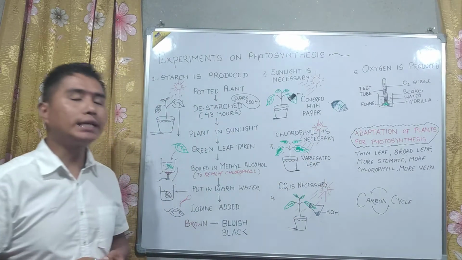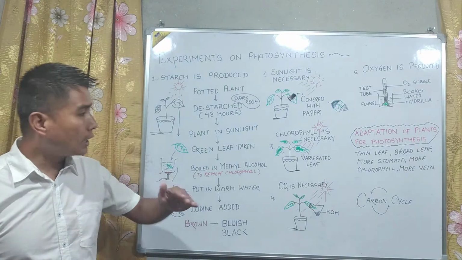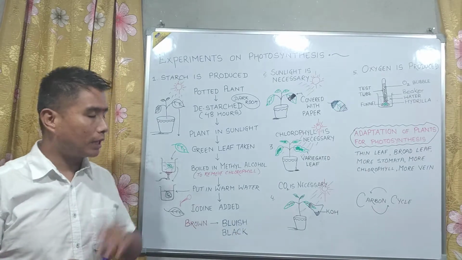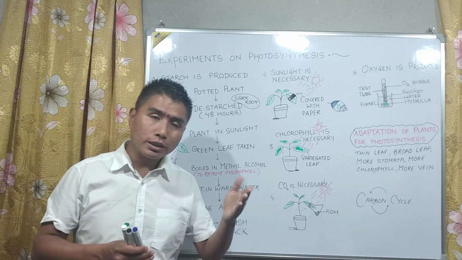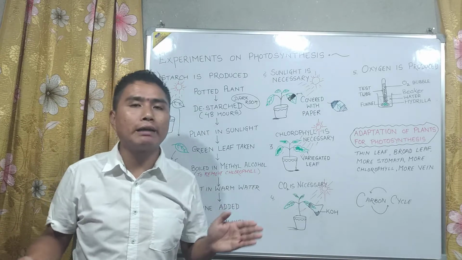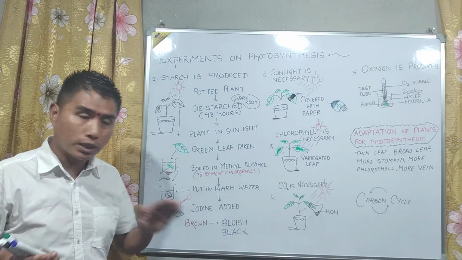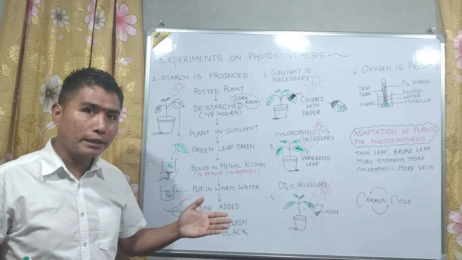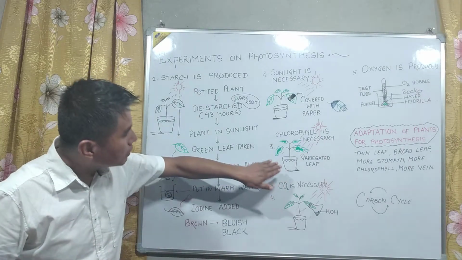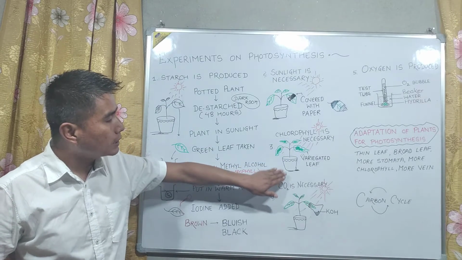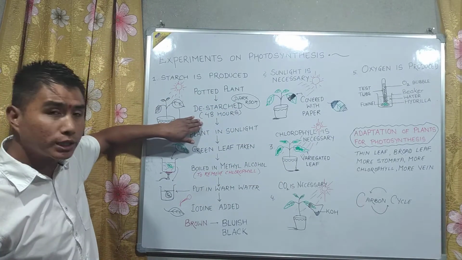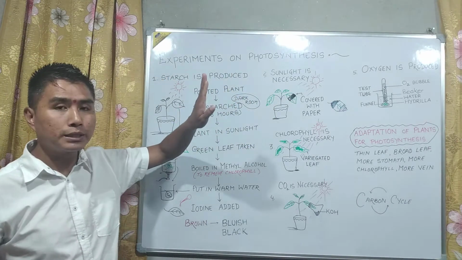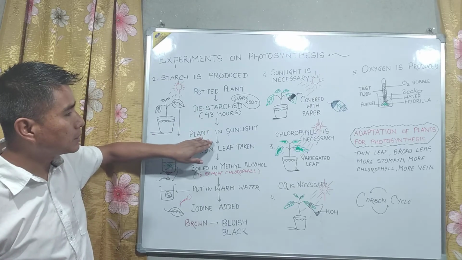Here we take a special type of plant, a plant which has a variegated leaf. Variegated leaf means a leaf in which the whole blade is not green. Certain sections are green, and the rest could be yellow. Such a plant is taken. The variegated potted plant is kept in a dark room for 48 hours to ensure that starch is absent in the plant. Then after that, the plant is kept in sunlight.